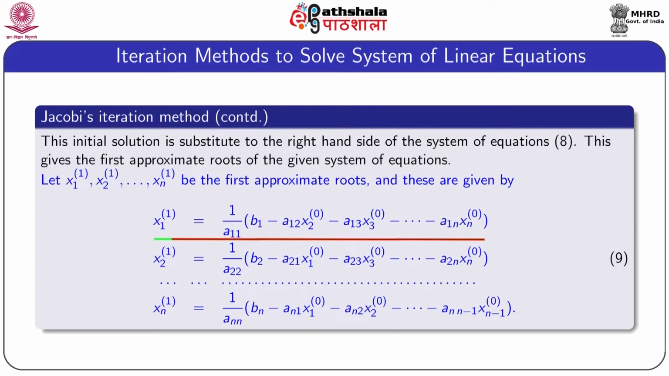That means x1^1 is obtained by the formula 1 by a11 into b1 minus a12 x2^0 minus a13 x3^0 minus ... minus a1n xn^0. That means the initial guess is substituted for x2, x3 up to xn to get the first approximate value of x1. Similarly, the initial guess of x1, x3 up to xn is substituted to get the first approximate value of x2. Similarly, for other variables.